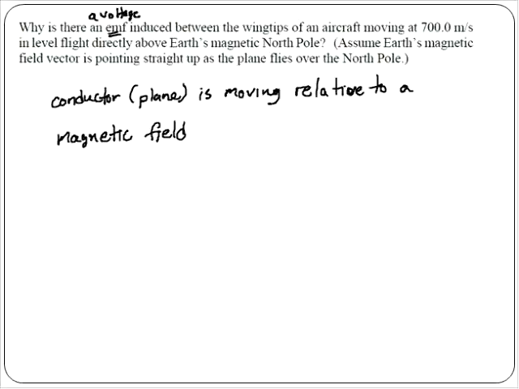The conductor, which is the plane, right? The plane is made of metal, it has an aluminum skin, and it is moving relative to a magnetic field. And the magnetic field is coming from Earth. Anytime you have relative movement between a conductor and a magnetic field, that will induce a current. It's that simple. That's why. And that would induce a small current. Now, it's not a big current because it's not a strong magnetic field at the altitudes the planes are going to be flying. But it does still produce a current.